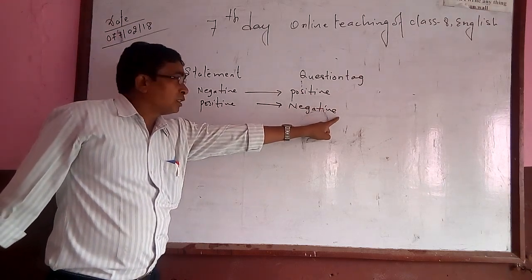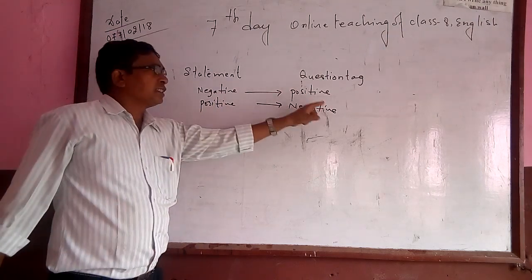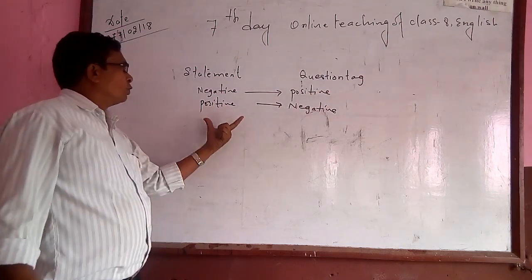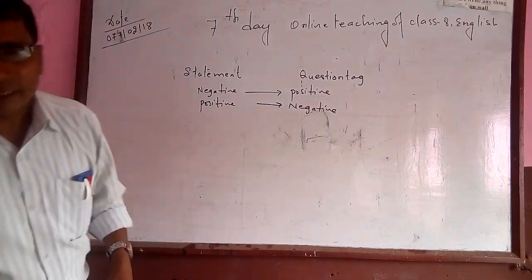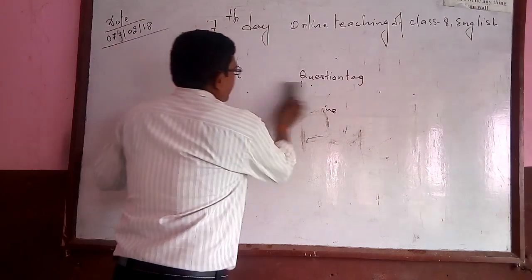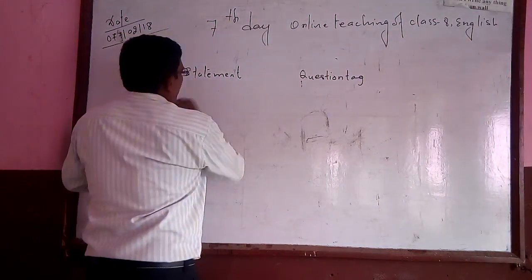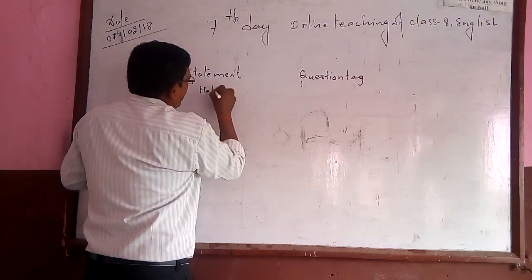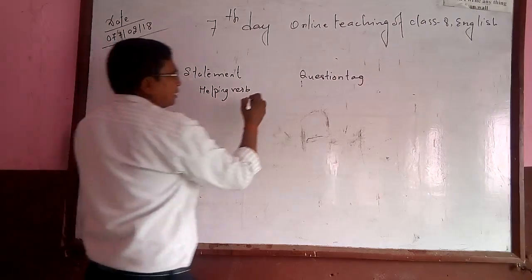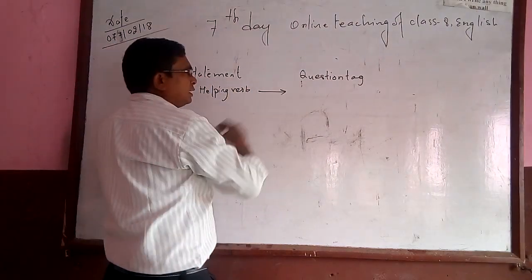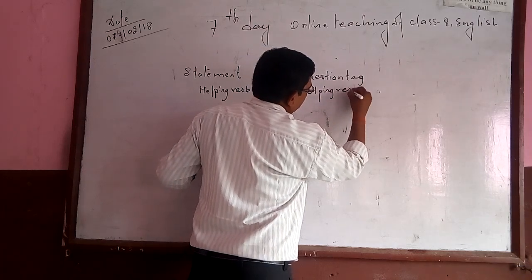If you are not clear about this, think that if there is not in the statement, then you can't add not in the question tag. If there is no not in the statement, then you can add not in the question tag. And then, the second rule is, if there is a helping verb in the statement, then you can write the same helping verb in the question tag.